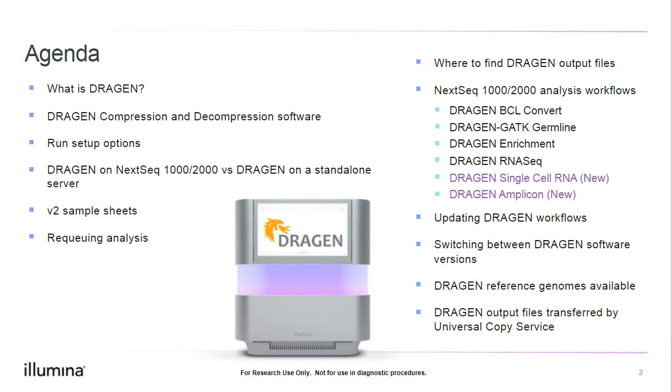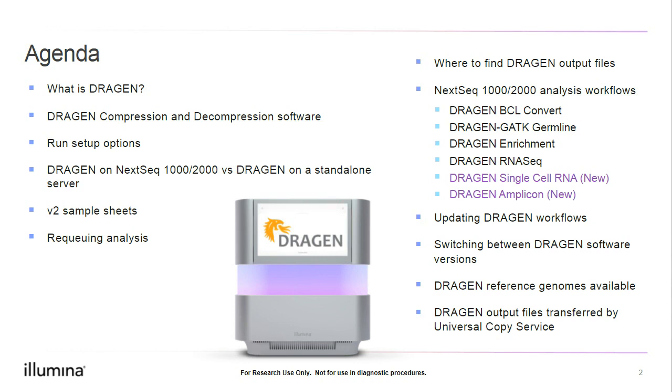We're going to break this webinar into two sections. During the first portion, we are going to talk about what DRAGEN is, what it does, and how to set up a run for analysis. This includes discussions about what is DRAGEN, DRAGEN compression and decompression, run setup options, DRAGEN on the NextSeq 1000 and 2000 versus DRAGEN on a standalone server, V2 sample sheets, and requeuing analysis.